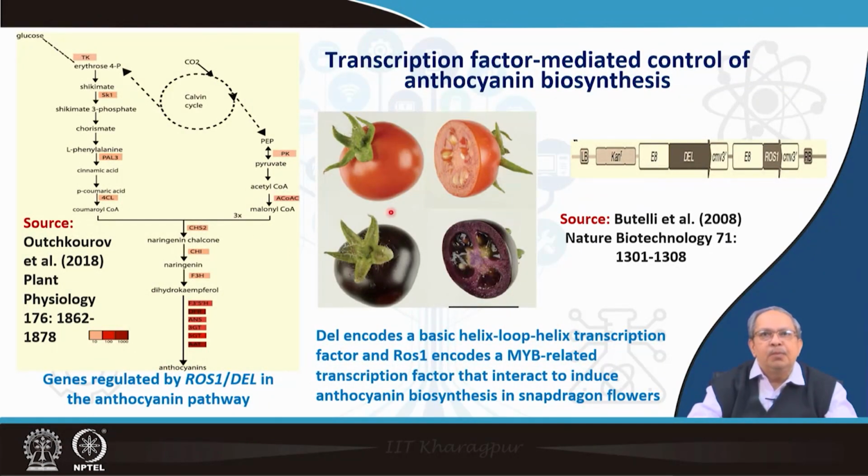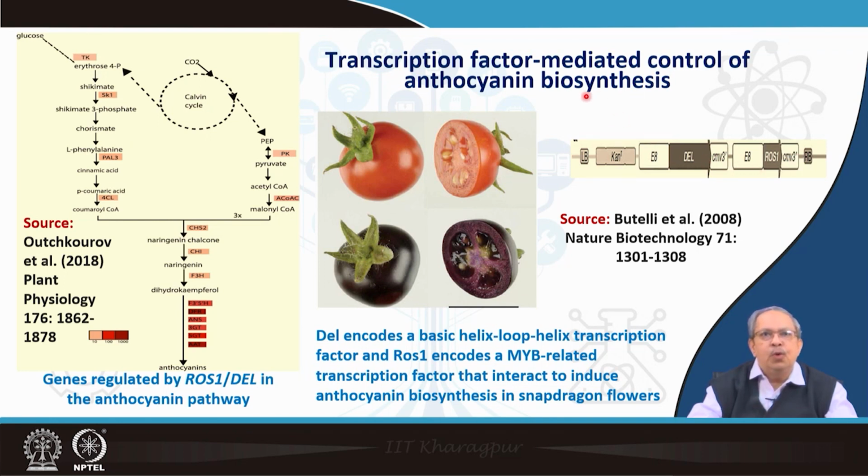This is one example, a transcription factor taken from Antirrhinum, or snapdragon, flowers. There are two: one is called DEL, which is a helix-loop-helix transcription factor, and the other is ROS1, which is a MYB-related transcription factor. Scientists expressed these two transcription factors under the control of a promoter and terminator using the same gene construct, and they expressed it in tomato.